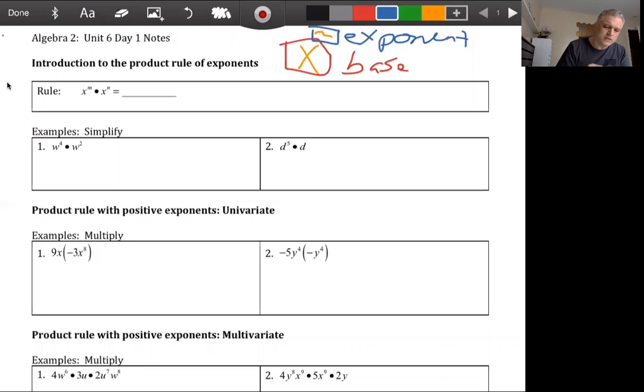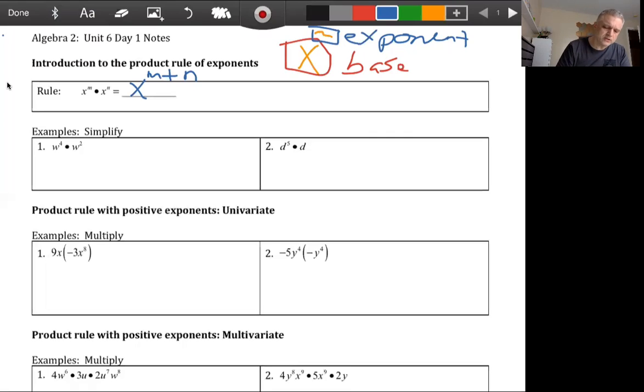Okay? So with that in mind, we take two numbers that have the same bases, in this case, base x times base x. And the rule is that when we multiply the two terms, we add their exponents. So x to the power of m times x to the power of n is equal to x to the power of m plus n. Okay? Now, if that doesn't seem clear, I think when we do these two examples below it, it will clear up.